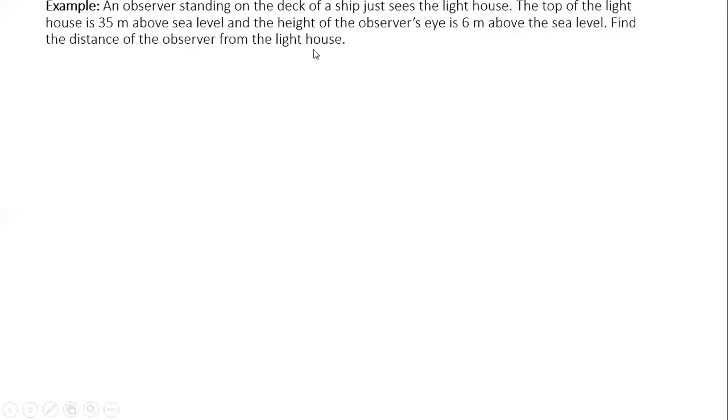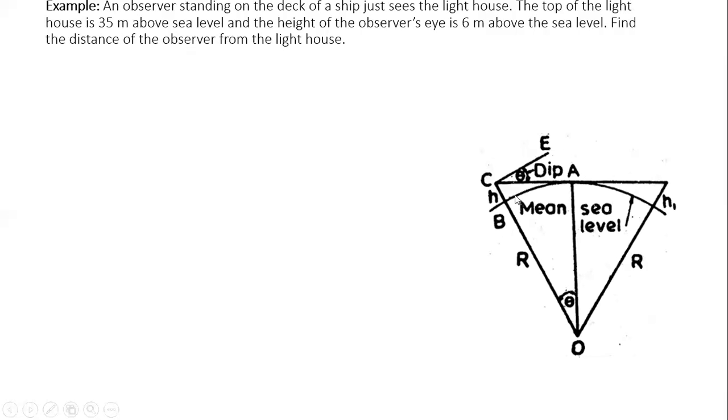So we have to apply here the formula of distance to the visible horizon to solve this problem. Suppose that this is the horizon here. The lighthouse is here, but the light of the lighthouse is actually visible at this point, and this is your observer, who is standing on the deck of the ship. So this height is given as 6 meter and the height of the lighthouse is given as 35 meter.